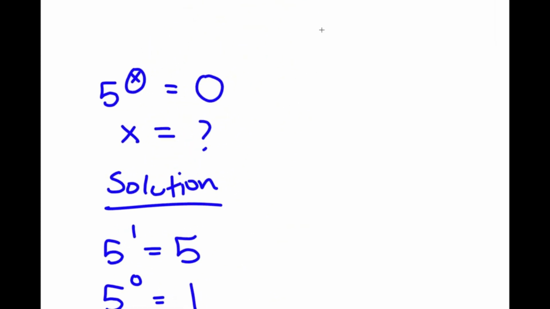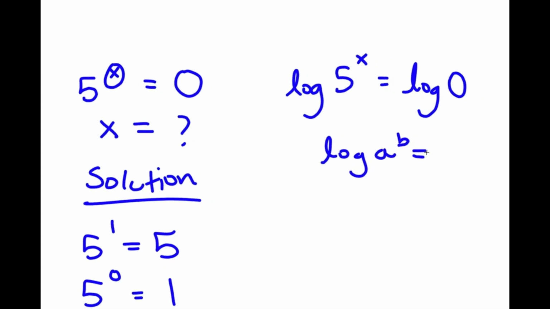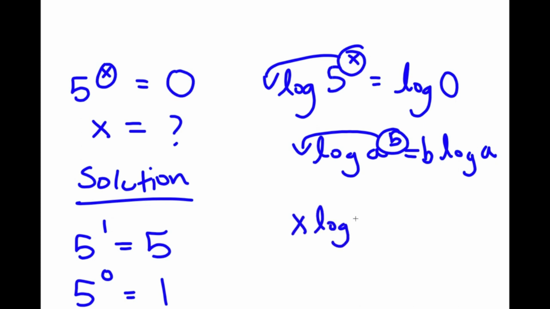So, the first step I'm going to do is take the log on both sides. So I have log 5 to the power of x is equal to log of 0. Now, if I have something in the form log a to the power of b, I can move this exponent b to the front. So this is going to equal b times log a. So in this case, I can move x to the front. So now I have x times log 5 is equal to log 0.